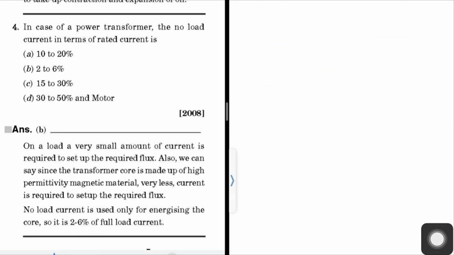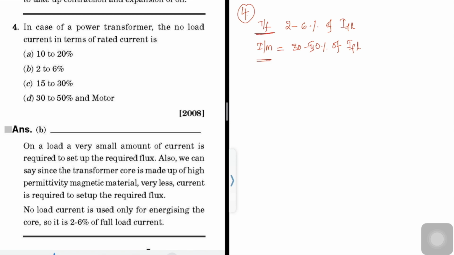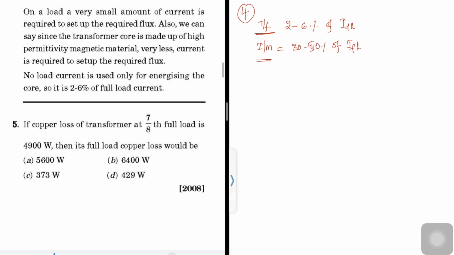So this is a static question, which we can attempt directly. In case of a power transformer, what is the no load current in terms of the rated current? For a transformer, it is 2 to 6% of the full load current. But in case of an induction motor, if they ask the no load current, then it will be 30 to 40% or 30 to 50% of the full load current. Coming to the transformer, it is 2 to 6%. So the answer will be B.